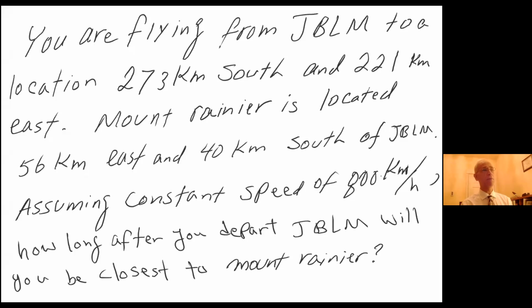So you are flying from JBLM to a location 273 kilometers south and 221 kilometers east. Mount Rainier is located 56 kilometers east and 40 kilometers south of JBLM. Assuming a constant speed of 800 kilometers per hour, how long after you depart JBLM will you be closest to Mount Rainier? So let me go to the next page.